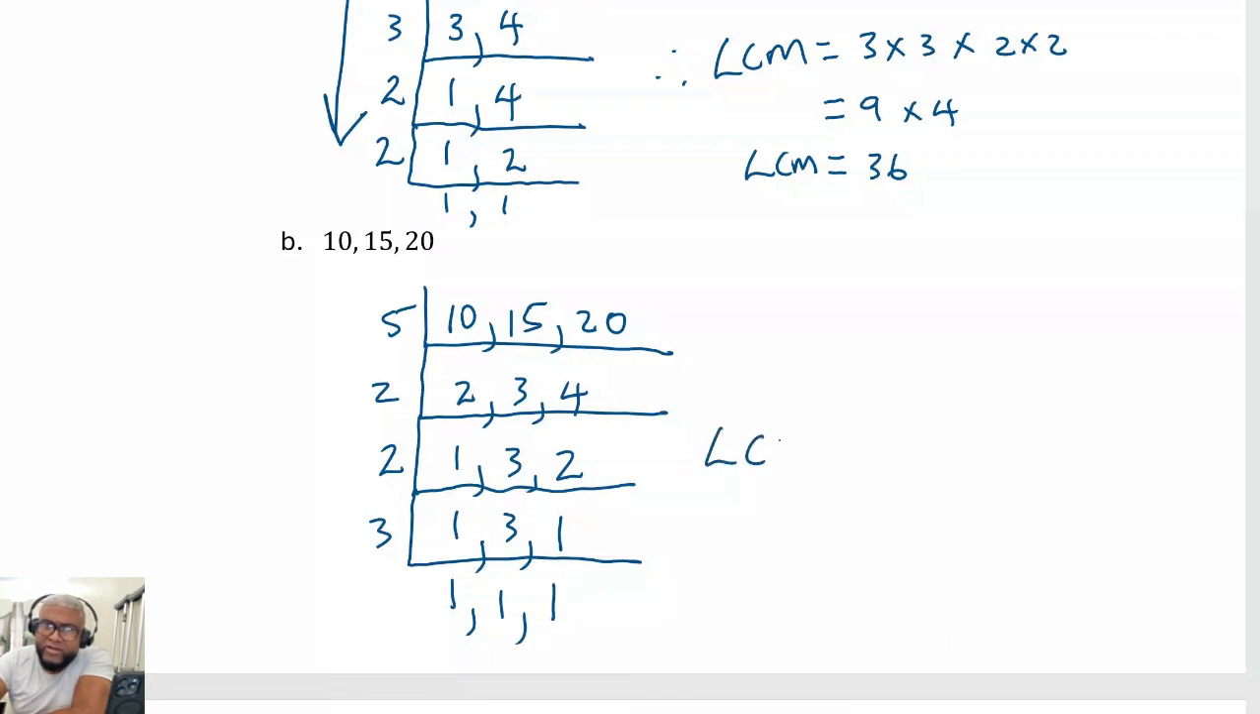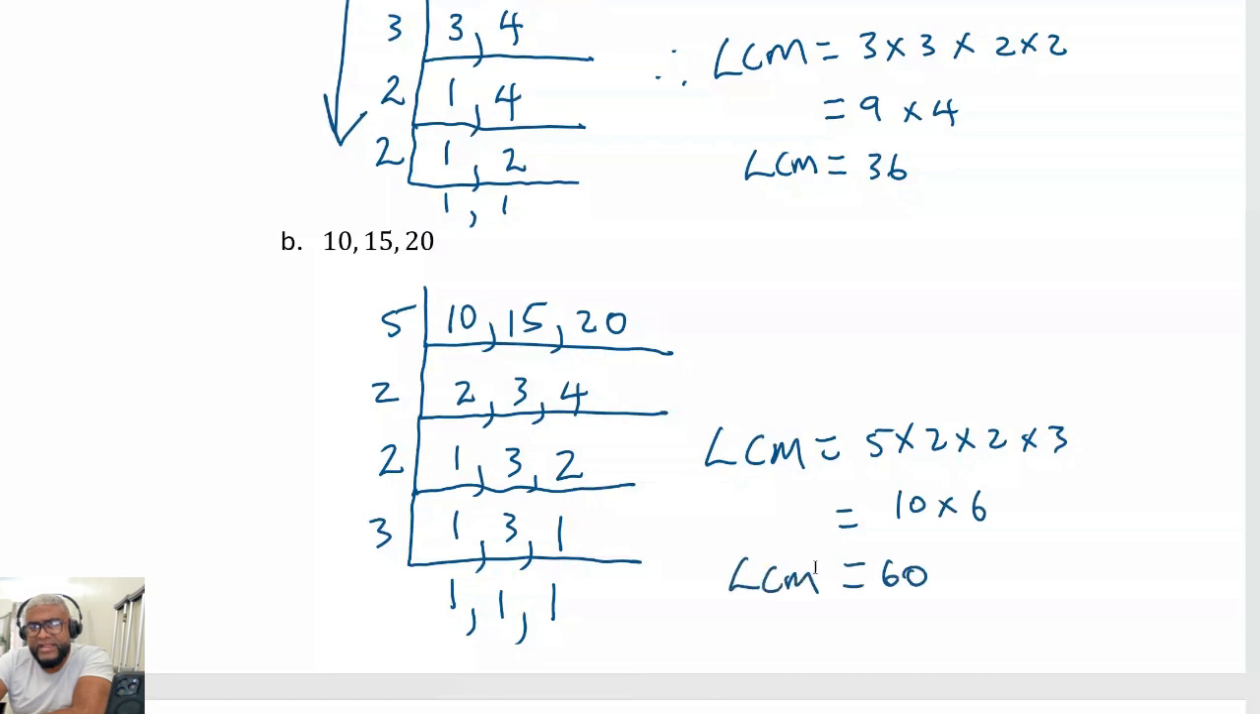So my LCM will be, call it out. What am I multiplying? 5 multiplied by 2 multiplied by 2 multiplied by 3. Which will give me what? 5 2s are 10. Right? And 2 3s are 6. So 10 by 6 will give me. Raise your hand if you got 60, please.